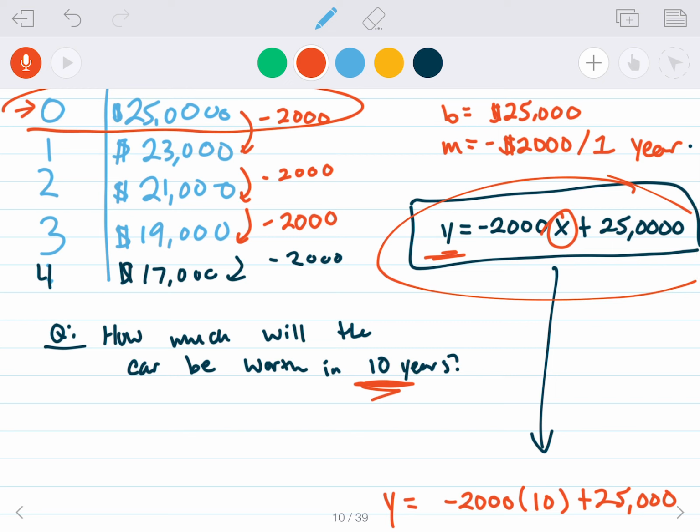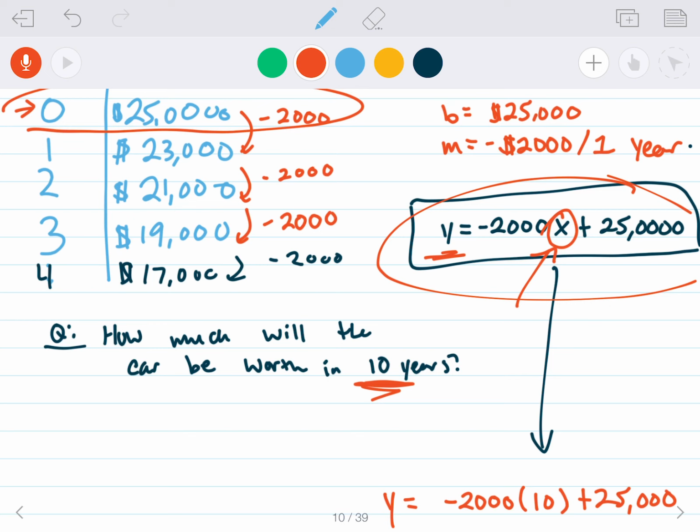We have infinitely many values we can plug in for x, right? Now, some of the x values aren't going to make sense. For instance, what if I plugged in -3 for x? That doesn't really make sense, right? So sometimes our real-world models are going to exclude certain values because they don't make sense.